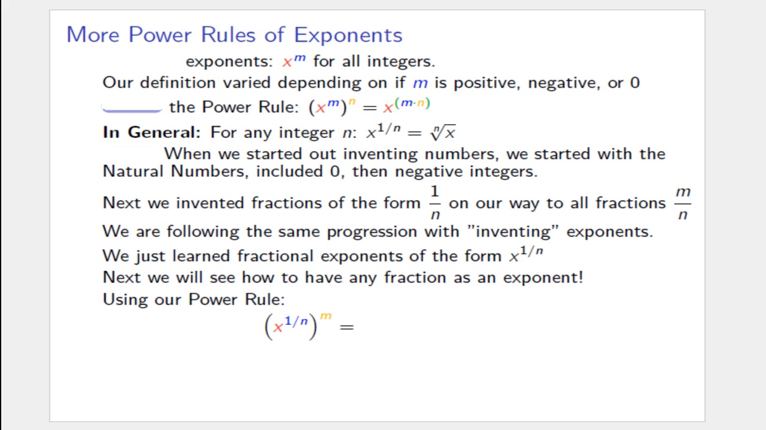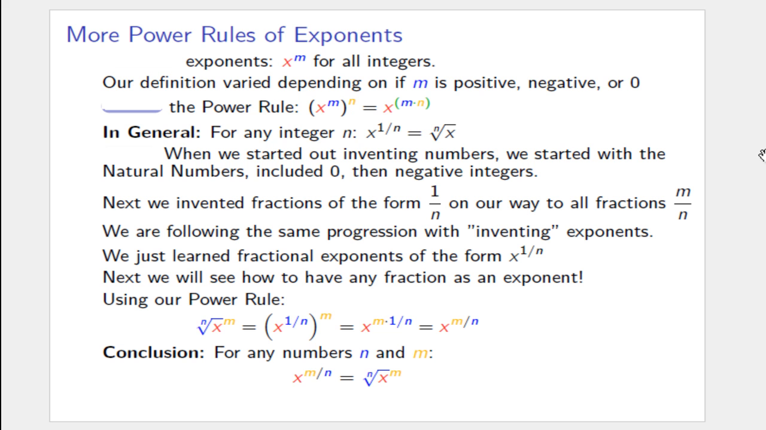To do this, let's use our power rule. x to the 1/n to the m is x to the m times 1/n, which is x to the m/n. But on the other hand, x to the 1/n is the nth root of x. So we can conclude that for any numbers n and m, x to the m/n is the nth root of x raised to the m power. So we can now understand exponents for all fractions.